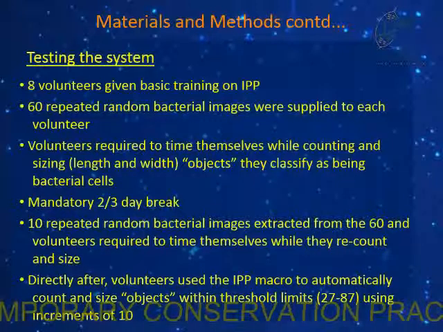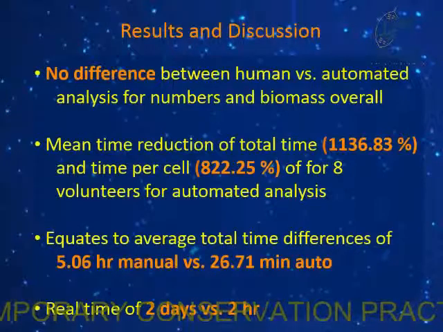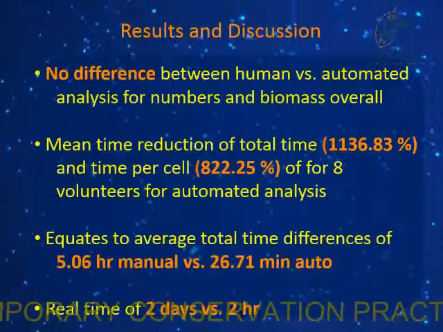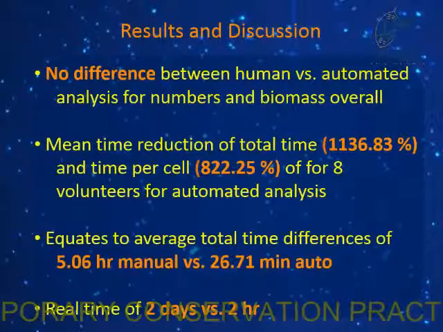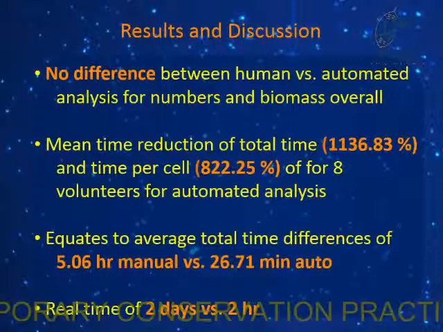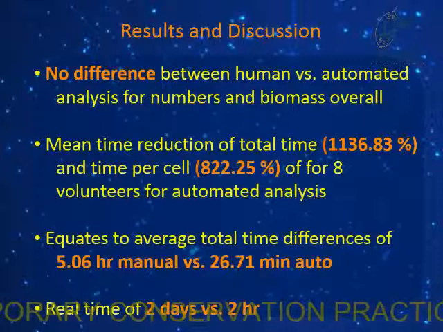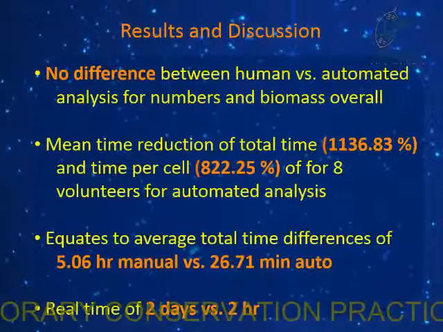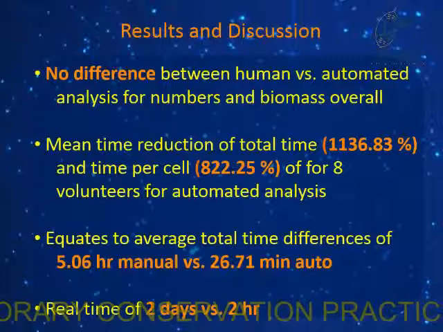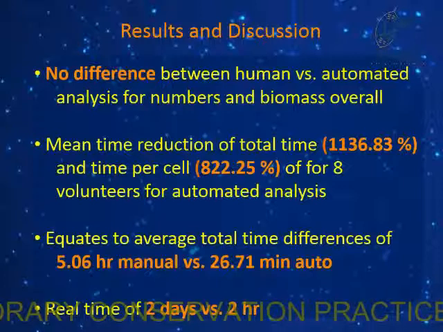And what we found was absolutely no significant difference between the human versus automated data for numbers and biomass, which is actually what we need when we're testing bacteria. We did find a mean time reduction of total time spent analyzing of 1,136%, and a total time spent counting of 822% among all the 8 volunteers. Now, what this equates to in real time, if you were to sit there and do nothing else, not even breathe, is 5 hours versus 26 minutes, and a real time of 2 days versus 2 hours.